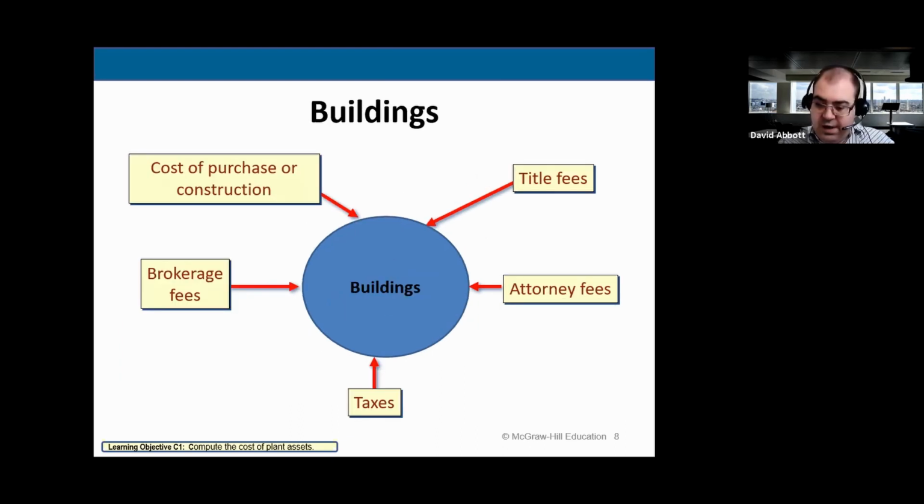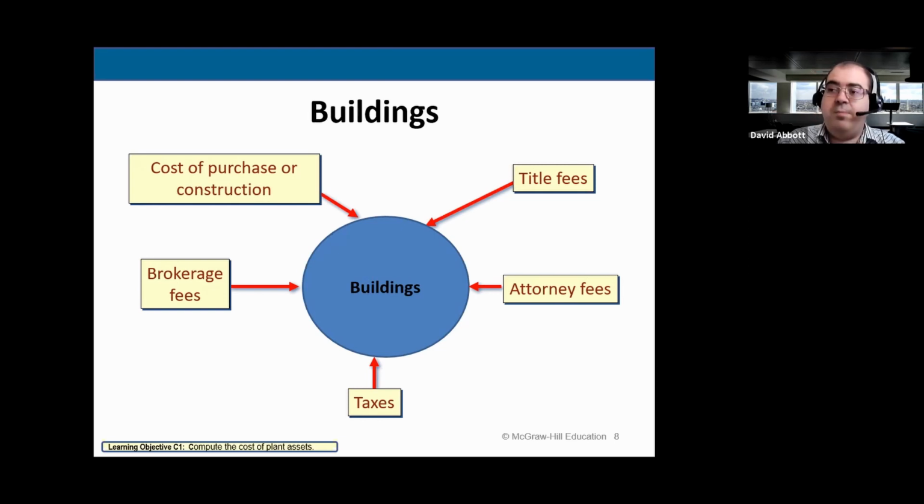Buildings. A building account consists of the cost of purchasing and constructing a building that is used in operations. When purchased, a building's cost usually includes purchase price, taxes, title fees, and lawyer fees. Its cost also includes all expenditures to ready it for its intended use, including necessary repairs or renovations.